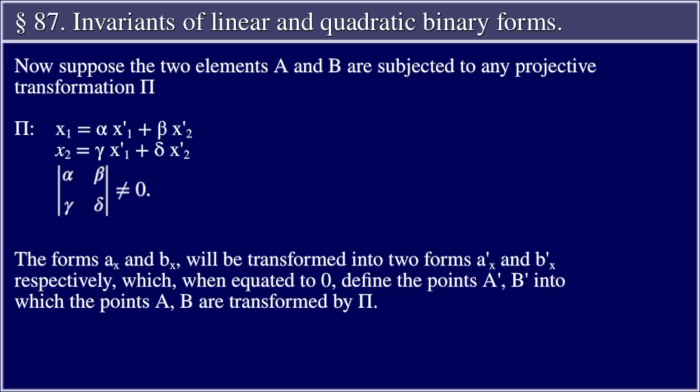Now suppose the two elements a and b are subjected to any projective transformation pi: x sub 1 equals alpha x sub 1 prime plus beta x sub 2 prime, x sub 2 equals gamma x sub 1 prime plus delta x sub 2 prime, where the determinant alpha, gamma, beta, delta is not equal to 0. The forms a sub x and b sub x will be transformed into two forms a sub x prime and b sub x prime respectively, which, when equated to 0, define the points a prime, b prime, into which the points a, b are transformed by pi.